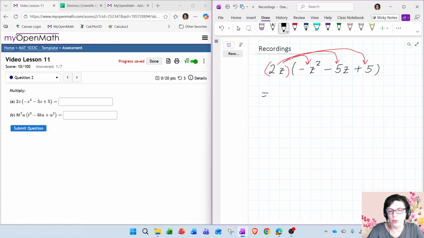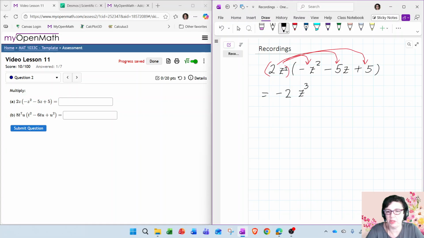2z, now remember that z is the same as z to the power 1. 2 times a negative, that's just negative 2. And then z to the power 1 multiplied by z to the power 2. Remember, when the bases are the same, we just add the exponents because the total number of times it gets multiplied would be the sum. If it's multiplied 1 time and then 2 times, the total is 3. So that's the first term.